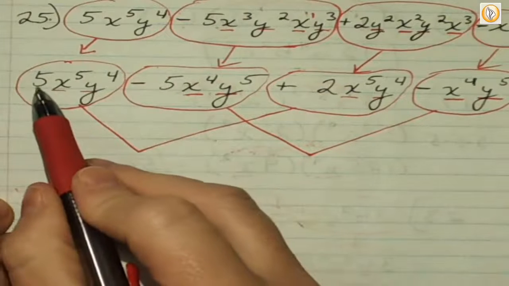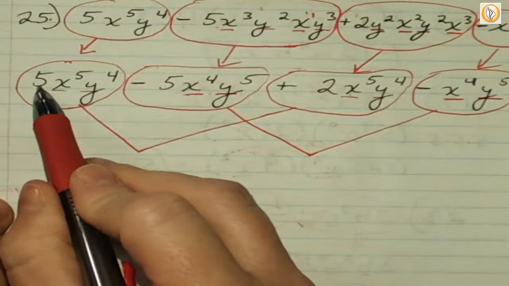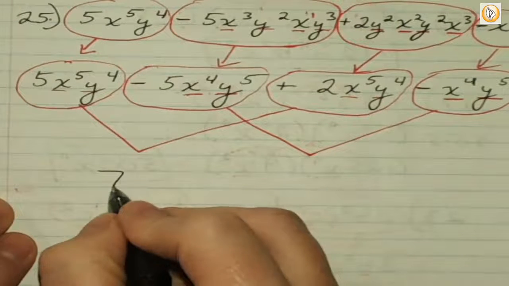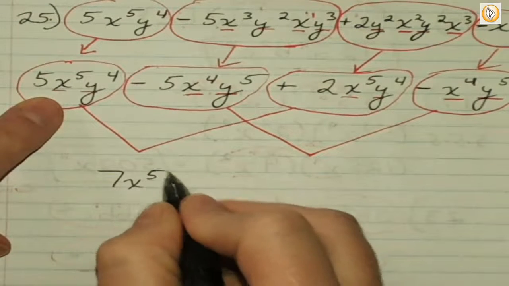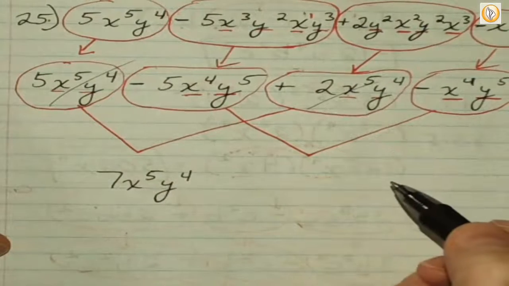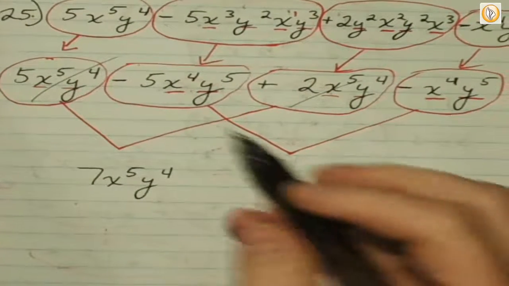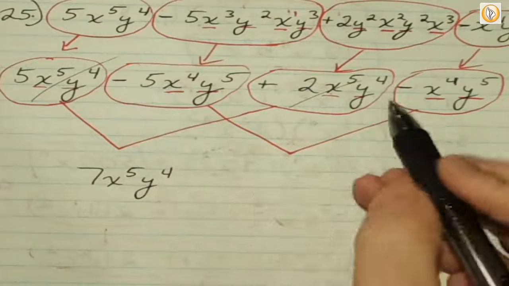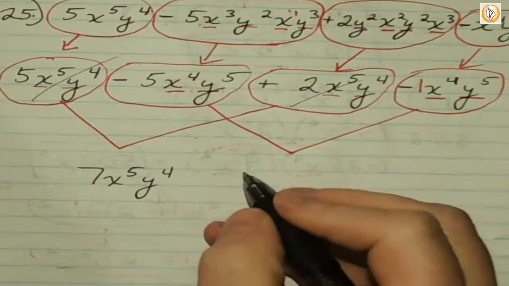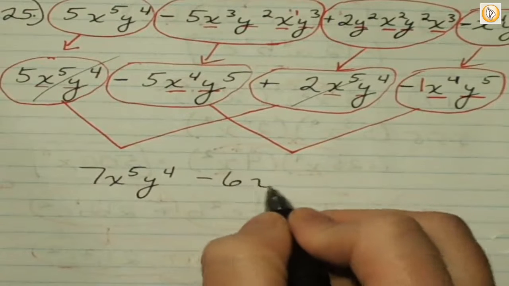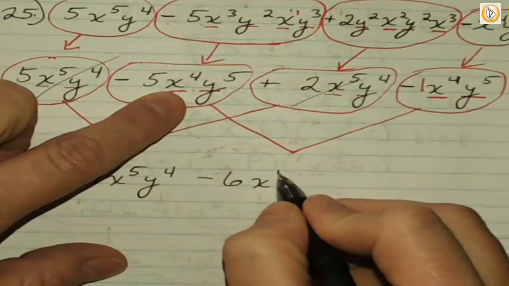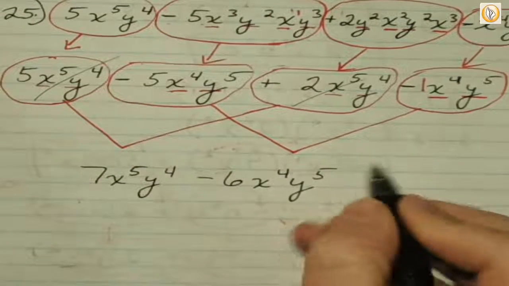So with 5, look up here, 5 plus 2 is what? 7. And then I just bring down the X5, Y4. Finish those. And then here I have negative 5 minus 1. What would that be? Negative 6x. 6x. Oh, to the 4th, and then Y to the 5th. And we're done.